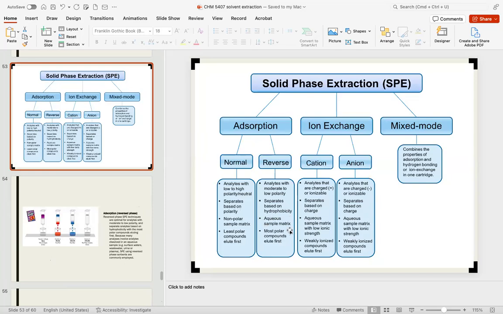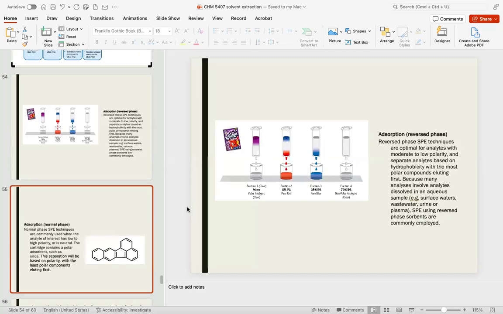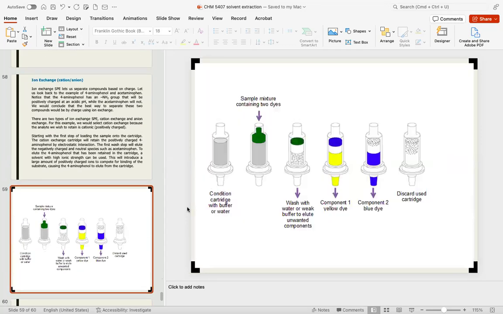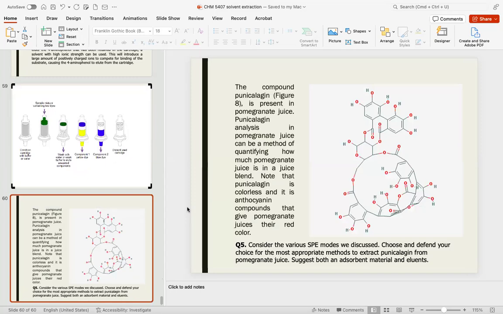Reverse. Yeah, because at least we can decide that the pomegranate juice is based on water, because we don't drink organic solvent, right? Okay, we drink water. So if we look at the factor, it is an aqueous sample matrix. It means the pomegranate juice is prepared in water. So I think the best option now is we stick to reverse. And we have to find a suitable solvent.